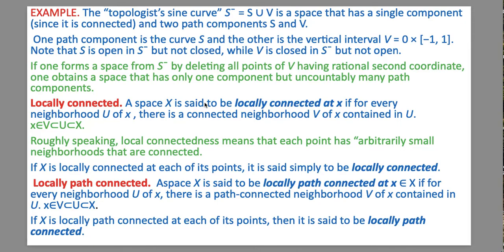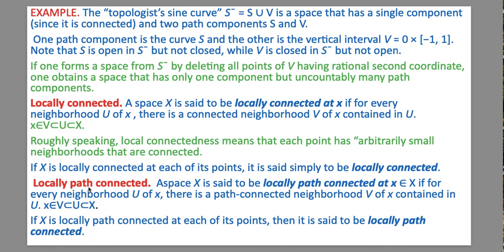A space X is said to be locally connected at x if for every neighborhood U of x there is a connected neighborhood V of x contained in U. This means x belongs to V, which is a subset of U, which is a subset of X. Roughly speaking, local connectedness means that each point has arbitrarily small neighborhoods that are connected. If X is locally connected at each of its points, then it is said to be locally connected.